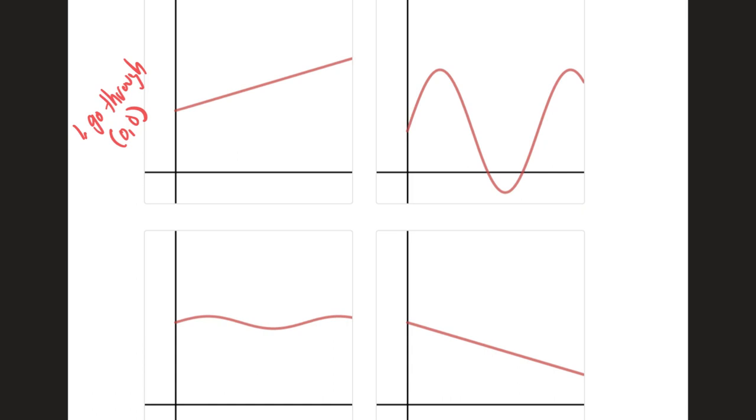The other thing that must be true is it must be a straight line. So 1 and 4 are straight lines, but since they're not going through 0, 0, that's why they're not proportional. 2 and 3 are not straight lines, so those are definitely not proportional. So on to the next slide.